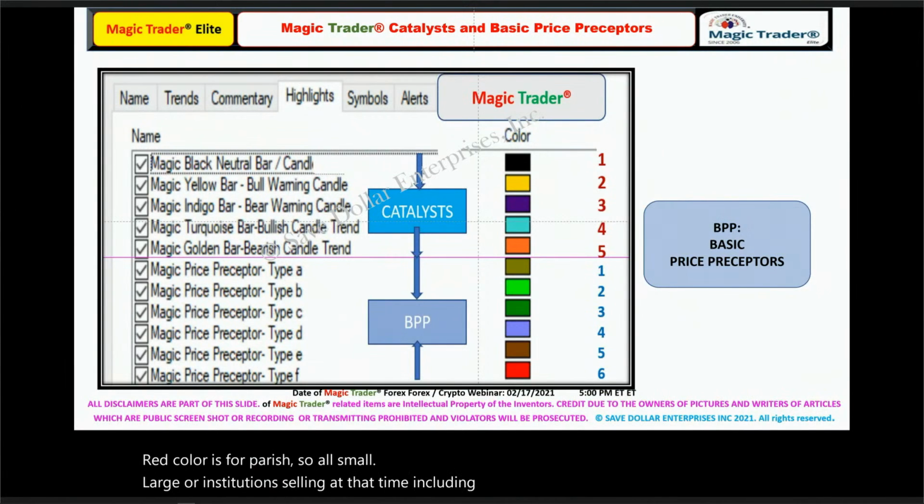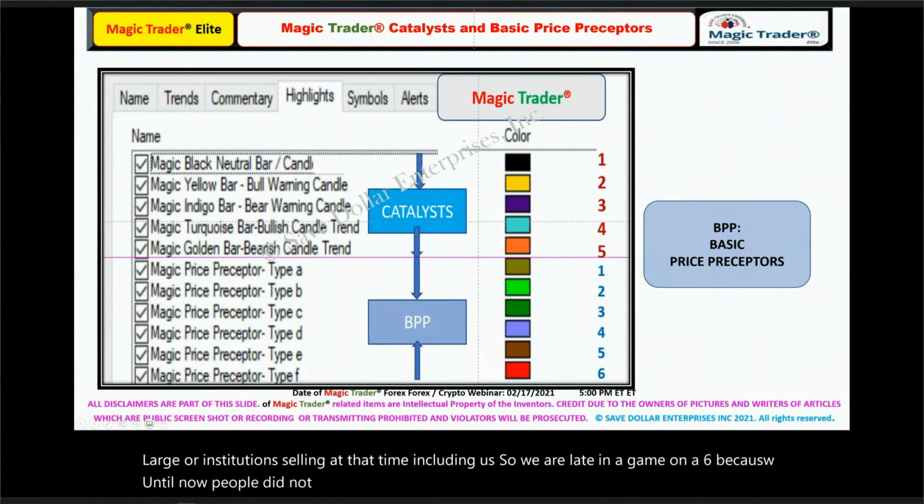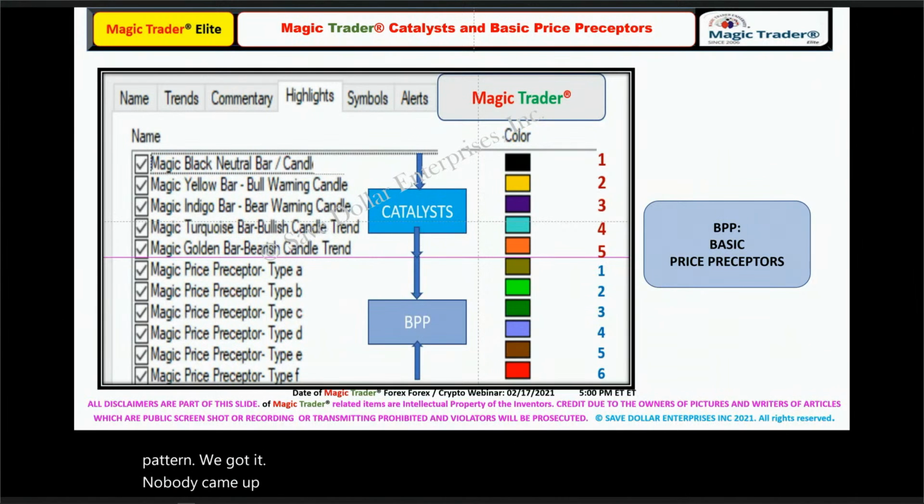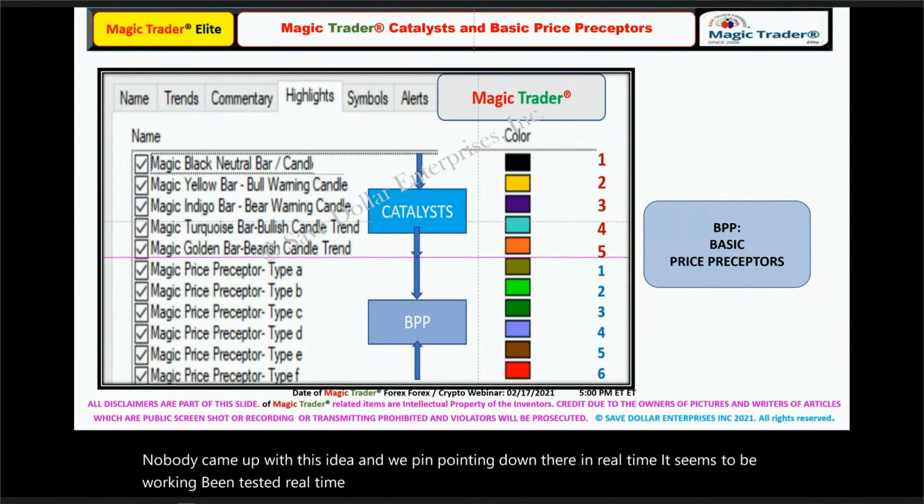So we are late in the game on number 6, because until now, people did not know that price has 6 different sections. So we filed the patent, we got it. Nobody came up with this idea, and we are pinpointing them in real time. It seems to be working, been tested, real time, real money, and they work in a sequence. They go out of sequence too, and then the market straightens them out.